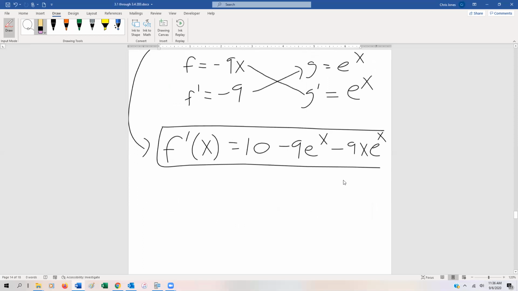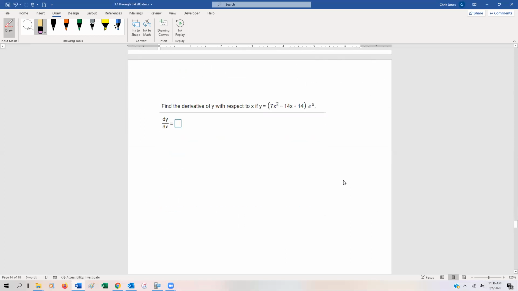Right. Another example of a product rule is something like this, where we have: find the derivative dy dx if y is equal to 7x squared minus 14x plus 14 times e to the x. Now, some students, and not incorrectly, might try to distribute. That's not wrong, but it makes your life a little more difficult, because then you're going to have 2 product rules to do, because you'll have a 7x squared e to the x and a negative 14x e to the x.